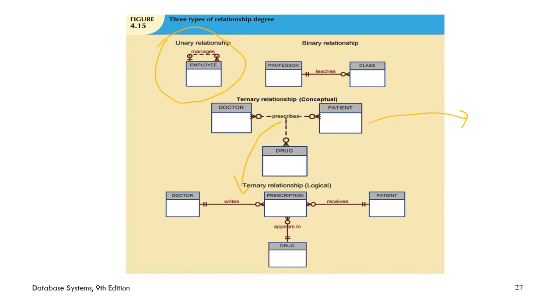So we upgrade the relationship prescribe, okay, to become a prescription entity. Okay, so the entity can be related to the doctor. Looking into this solution, you can see that finally, the ternary relationship is converted into binary relationships. We cannot just simply implement the ternary relationship in the real database. So that's why we came up with the solution.